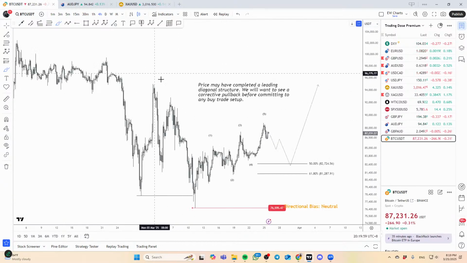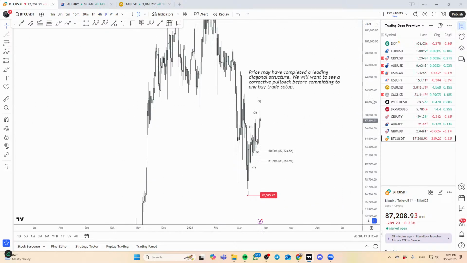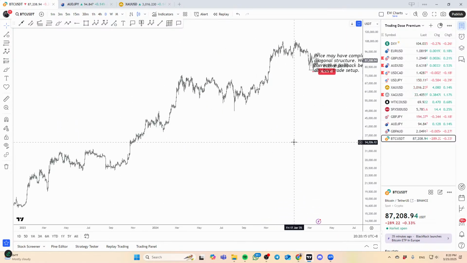Okay, Bitcoin here, this looks a little bit like a leading diagonal. So we're just waiting for the pullback. If you can get a corrective pullback, we're going to be bullish on Bitcoin. Now let me show you the higher time frame perspective as well.